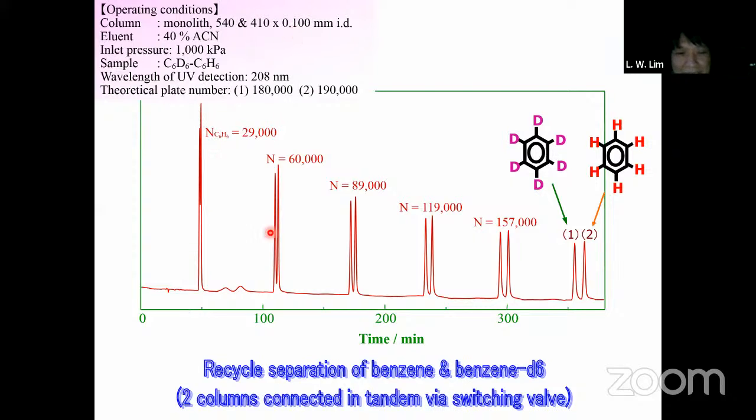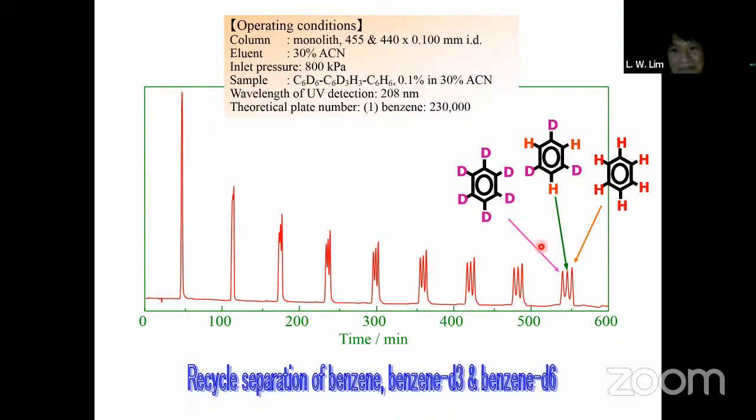you can see the important thing: when we used one cycle, the plate number is 29,000 plates. After 2 cycles, it's almost double, and after 3 cycles, it is almost triple, then 4 times, 5 times. Meaning that we can maintain the separation efficiency of each column at each recycle. And we also optimized it and separated even D6, D3, and benzene.